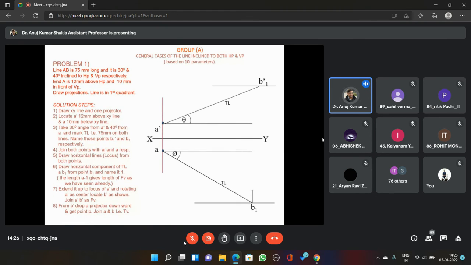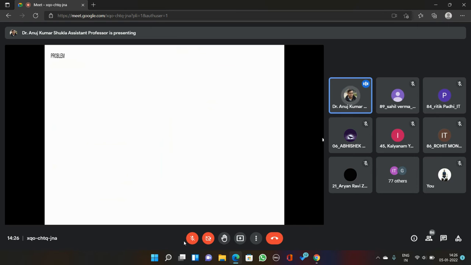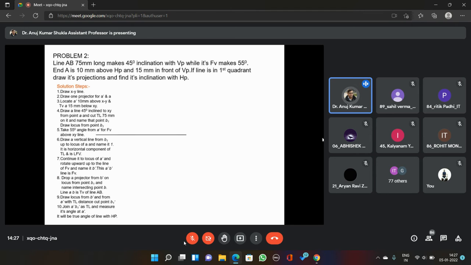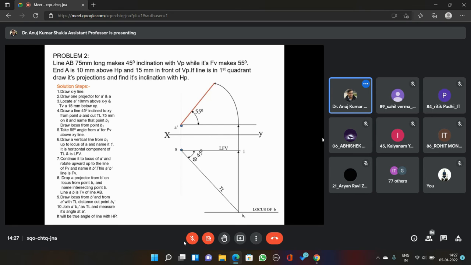Now there are some other questions. I leave them to you to practice, and then Professor Yadav will ask you to submit some questions. Like in this problem, you can follow the same thing. Line AB 75 long. This is just the opposite thing, so you can follow the steps and you will get everything. Do I need to explain it here? No, sir, we will try first. Please follow the steps.